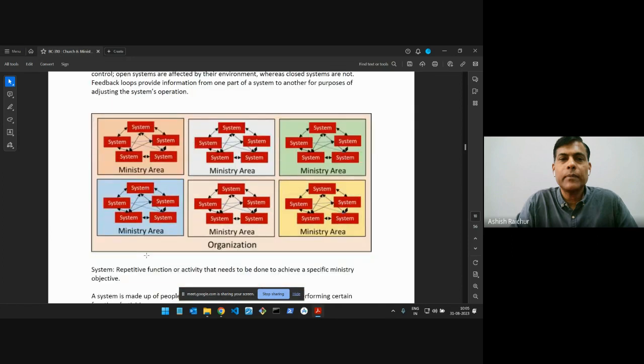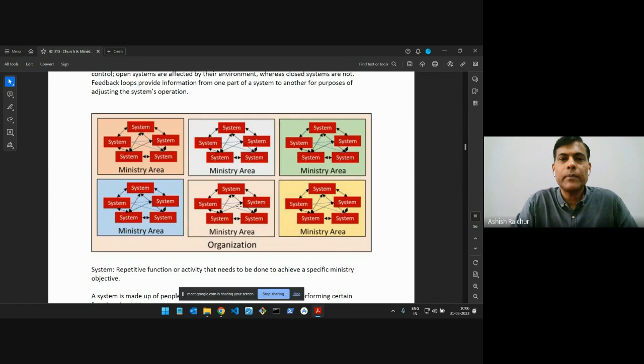Like, if you see this chart here, in an organization, in this case we're talking about a church or a Christian ministry, there are many different ministry areas. We just put six boxes here to represent six ministry areas. And within each ministry area, there are lots of systems and processes happening. Information is flowing, approval is happening, money is flowing, etc. And actually, these ministry areas are also connected. They're all belonging to one organization. So the information is flowing even across ministry areas.